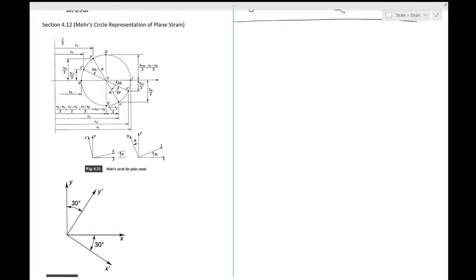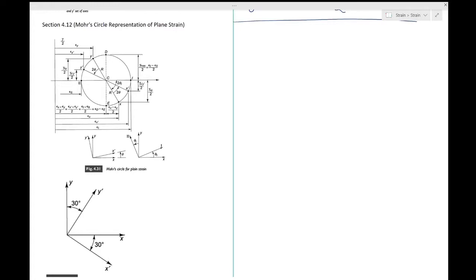Okay, so the next topic which we would study is the Mohr's circle representation of plane strain. So buckle up and we will proceed with this one as well, but this time I think Mohr circle should appear easier just because you have dealt with it once. Okay, but many of the terminologies are the same or similar.